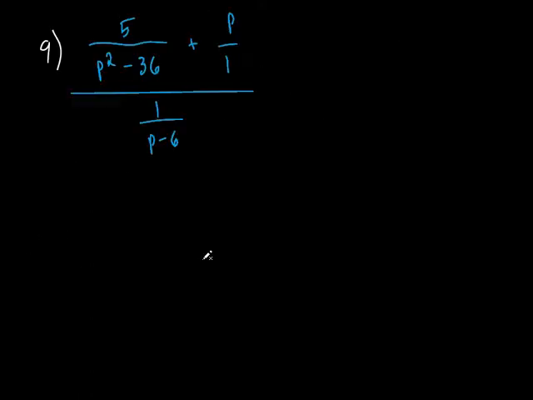Number 9. Alright, let's look at this one. This is also a complex fraction, kind of similar to what we just finished doing, but with a little bit of a twist. What's the twist? Well, what you have to do is you're going to have to simplify that first. Yeah, find a common denominator, but before we find a common denominator, what do you think we want to do? We did this yesterday. Yeah, let's factor this thing right here, that p squared minus 36. Let's factor that thing.